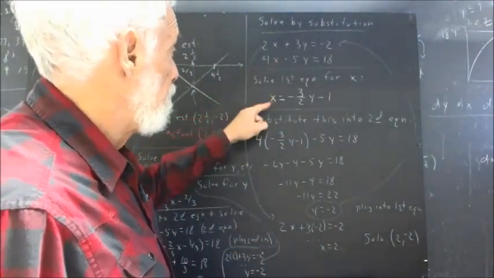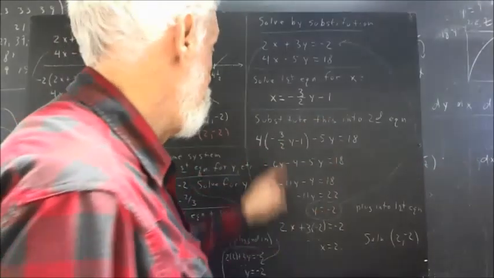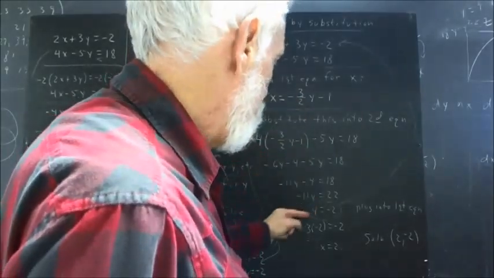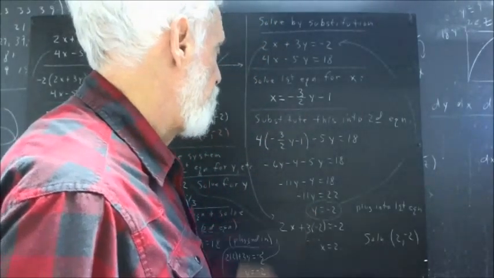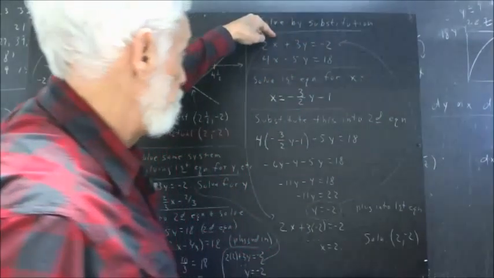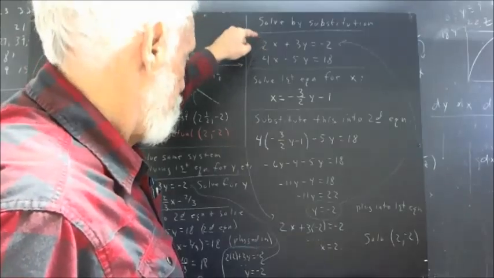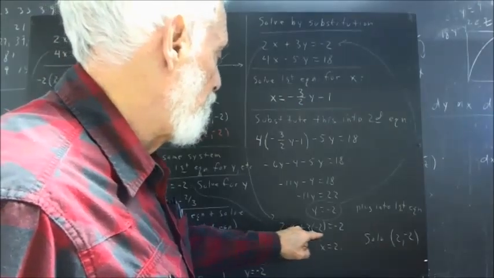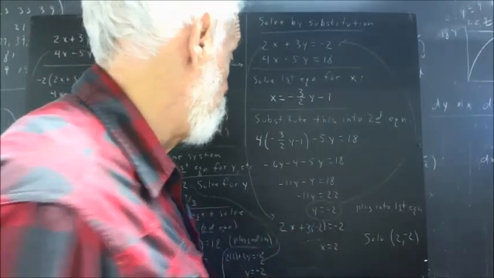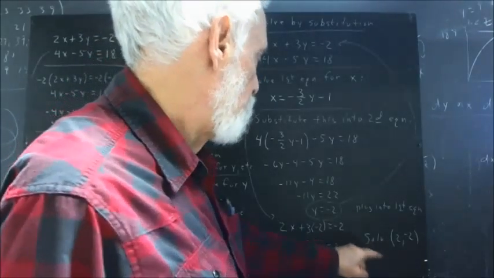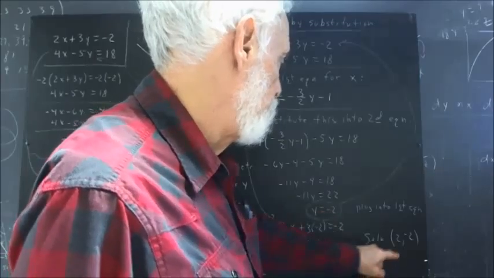So instead of 4x, we have 4 times negative 3 halves y minus 1, and then that's minus 5y equals 18. We simplify that and solve. We get y equals negative 2. Now I'm going to bring that back and plug it into the original form of the first equation. Doing that, the 2x plus 3y equals negative 2 becomes 2x plus 3 times negative 2, because y is negative 2, equals negative 2. And that gives us solution x equals 2. And again, our solution is x equals 2, y equals negative 2. The point would be 2, negative 2.